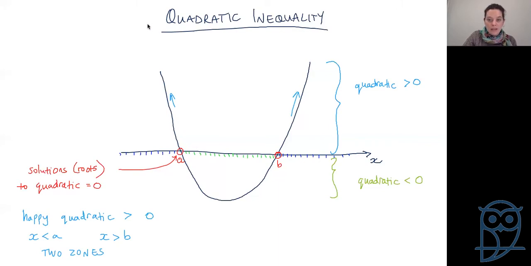If we look at the flip side of that coin, if we have a happy quadratic less than 0, well, here we only have the one zone. See, all our greens are together here in the middle between A and B. So A is less than x, which is less than B. This is only one zone.